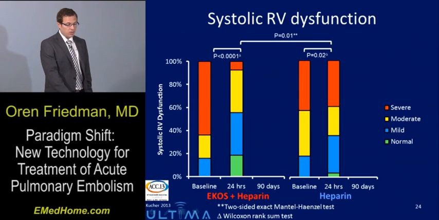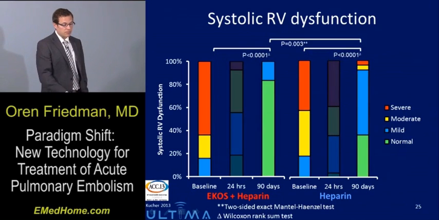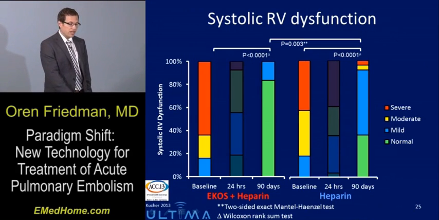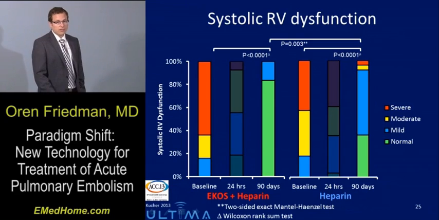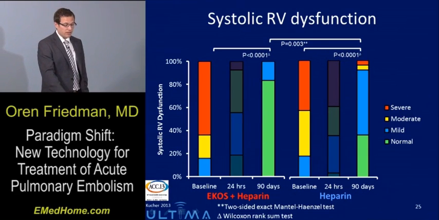Very few had severe, whereas in the group that had heparin alone, many patients still had severe RV dysfunction after 24 hours. And those results persisted out until 90 days, showing a vast majority of patients returned to completely normal in the group who had the EKOS catheter with thrombolytic infusion versus the group that got heparin alone. And this, although it was a very, very small trial, at least suggests that you can effectively restore hemodynamics and improve RV systolic performance with the use of this catheter, and you can do it in a quite safe way.